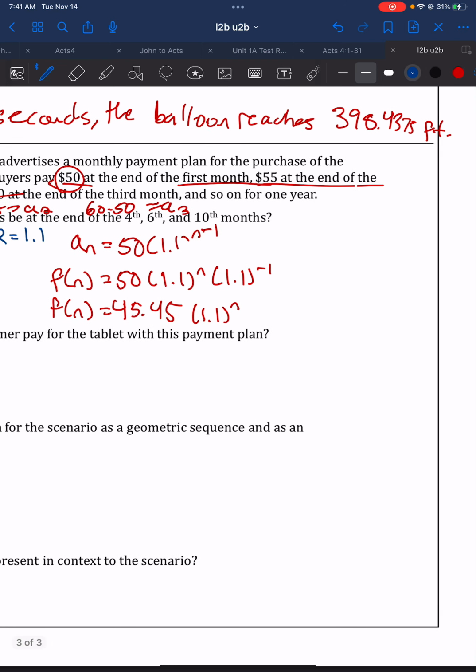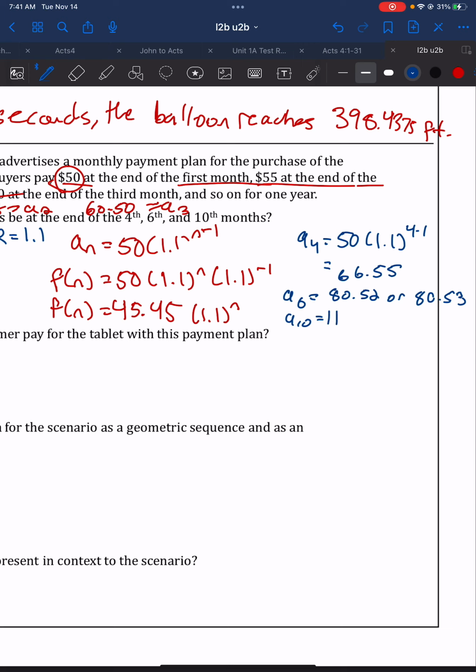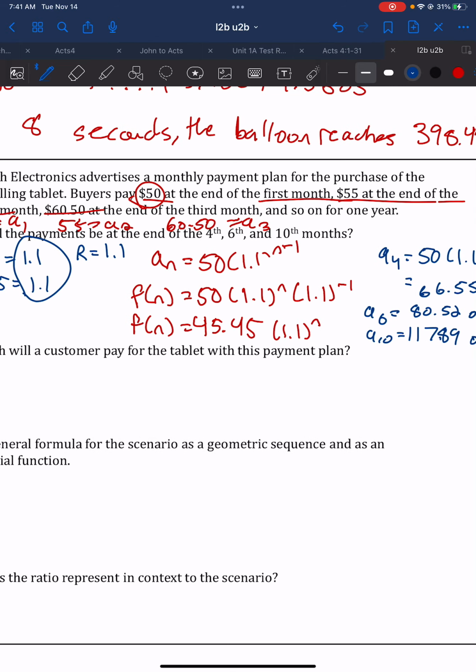So to find these, you would just plug in A4 equals 50 times 1.1 to the 4 minus 1, and get that A4 is 66.55. A6 you'll get is 80.52 or 80.53, according to which one you use. A10 equals 117.89 or 117.9.